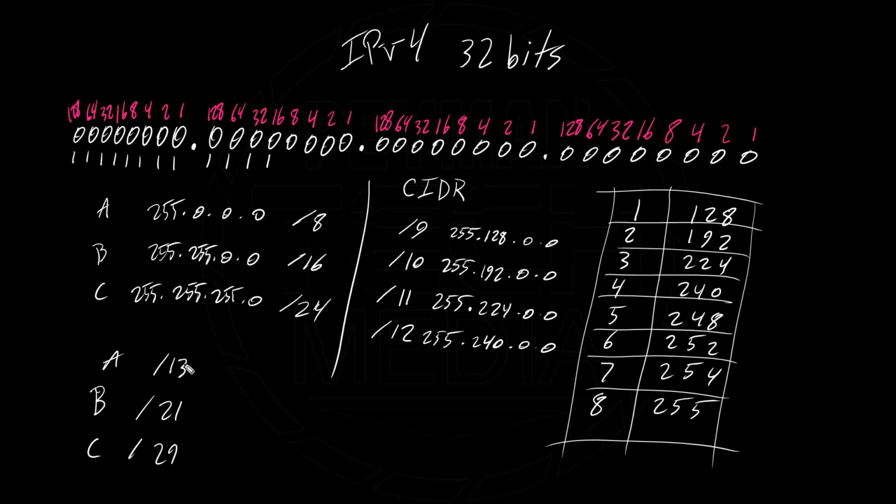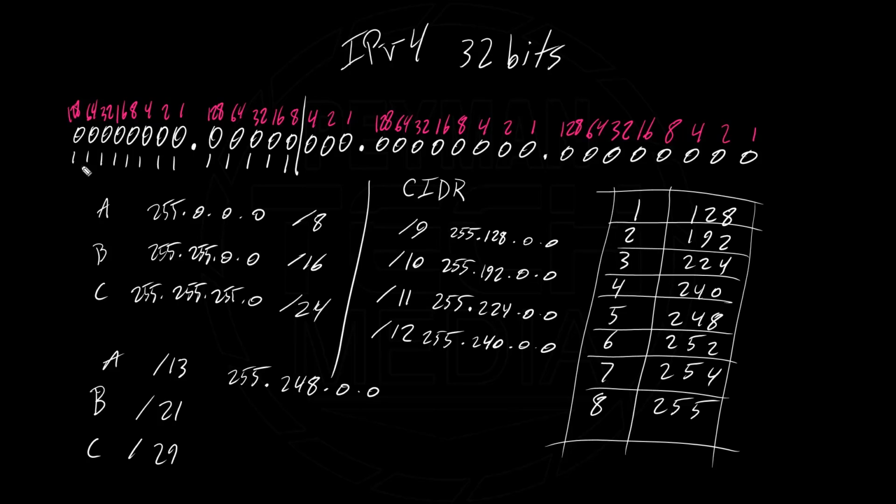Okay, let's see this one, 13, what would it be? So we have the first 8, right? That's 255, 255. And then for 13, we basically added 5 more bits, correct? So 5 plus 8, that's 13. And anytime we borrow 5 bits, 248. So it should be 248.0.0. Why? Because let's count. This is 1, 2, 3, 4, 5, 6, 7, 8, 9, 10, 11, 12, 13. This is our cut line.